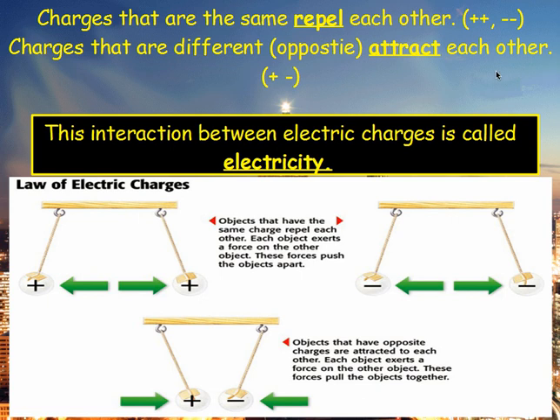Just like magnets, we have things that attract and things that repel. This is called the law of electric charges. Charges that are the same, like 2 protons or 2 electrons, repel each other. They don't want to be near each other, so they go away. Charges that are opposite, like a proton and an electron, a plus and a minus, attract each other. Opposites attract. So plus plus repel, minus minus repel, plus minus attract. This interaction is called electricity. It's from the moving of electrons that we get this electric charge.